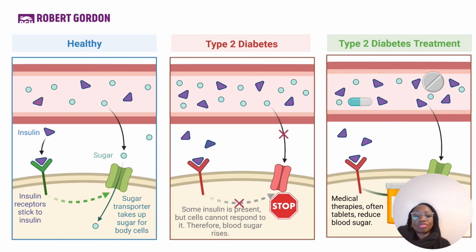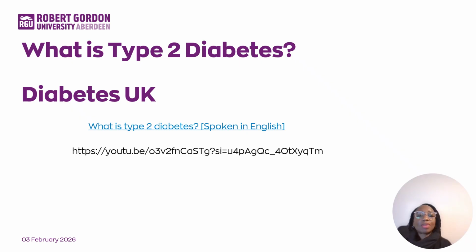Again, this is just a very basic picture representation I thought I would include here. But also in this series, I've embedded some videos from Diabetes UK, and this is one on type 2 diabetes. I'm not sure if I'll be able to play it here. If it doesn't play, then I'll put this link on the Moodle page, and you'll be able to listen to it in your own time. It's just a very simplified version of what type 2 diabetes is.